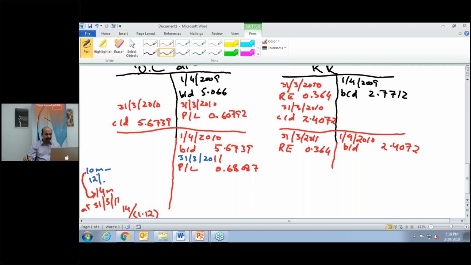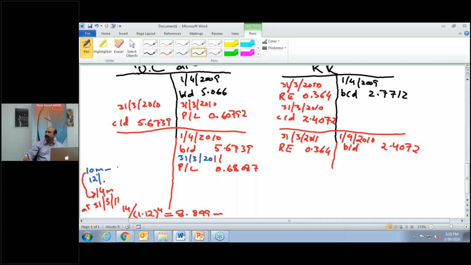And what is the remaining life? Because we bought this asset on 1st April 2005, that means 6, 7, 8, 9, 10, 11. 4 years, the remaining life is 4 years. So this will give us in 2011 8.899 million.